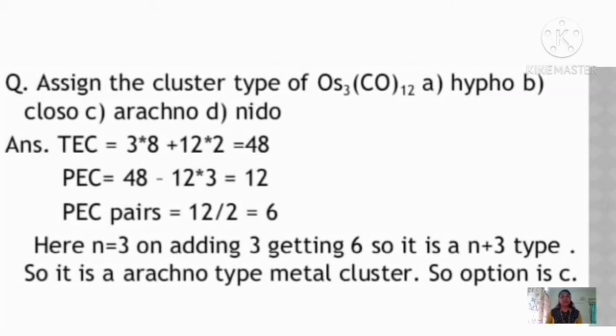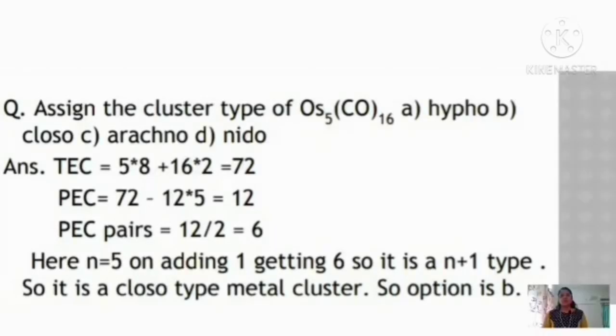Here the number of metal atoms is 3. On adding 3 only, we are getting the polyhedral electron count pair, that is 6. So it is of the form n plus 3 type. n plus 3 is the condition of an arachno type metal cluster. So Os3(CO)12 belongs to an arachno type metal cluster. So the option is C.